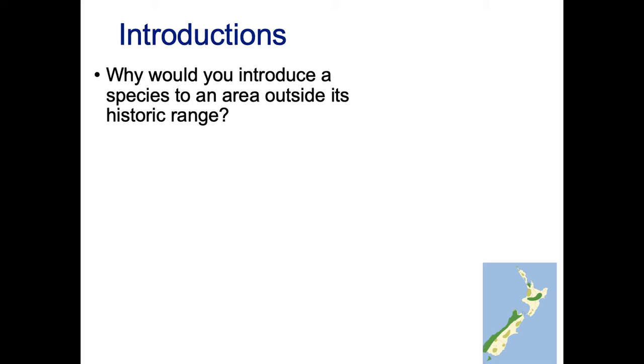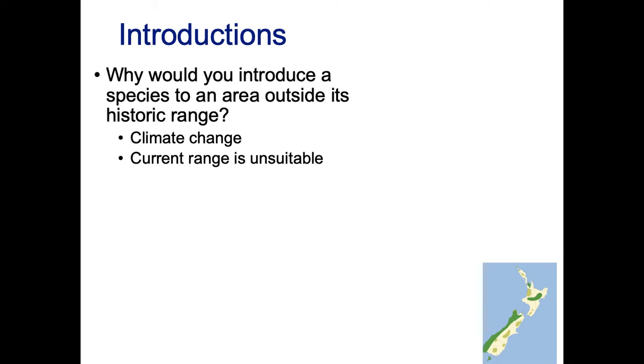Okay, so the next thing is introductions. It's a very similar idea to reintroductions, except we're introducing a population to an area outside of its native range. I mentioned a couple of examples of why you would introduce a species outside of its historic range. The most common reasons are climate change and that the current range is unsuitable.